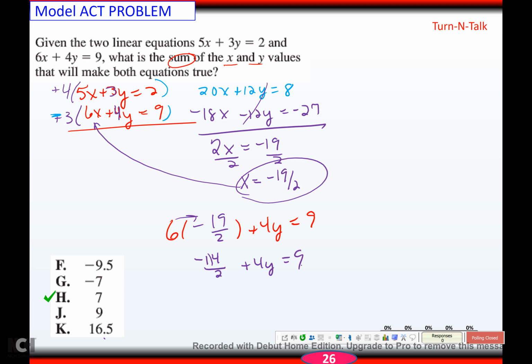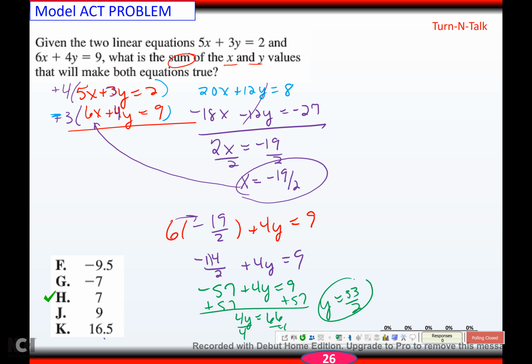Now, you can kill the fraction. Oh, well, actually, you can just divide. Okay, it comes out even. This comes out to negative 57 plus 4y equals 9. So add 57, add 57. I get 4y equals 66. Divide by 4 and reduce, y equals 33 halves.